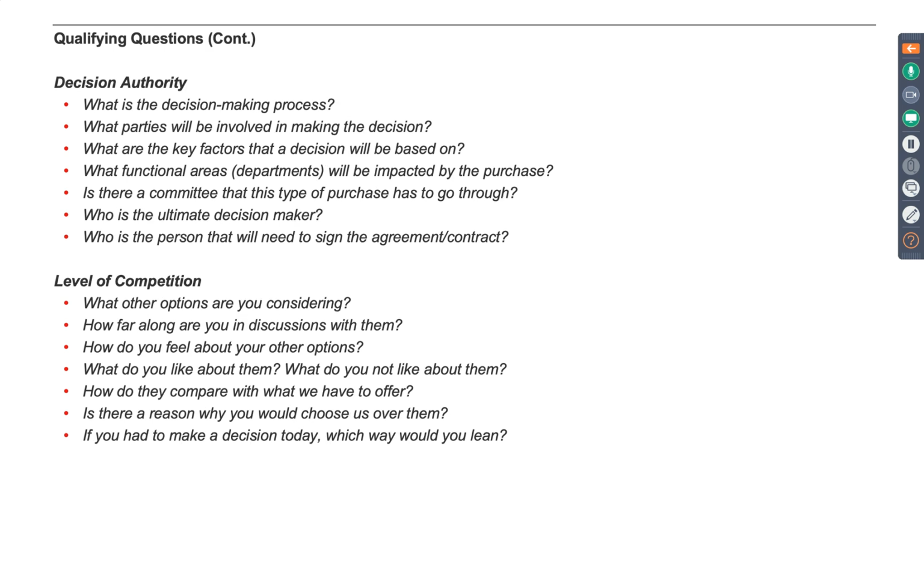Here are 2 more categories of qualifying questions. Decision authority, so these probe to see how much decision-making power your prospect has. And level of competition questions.